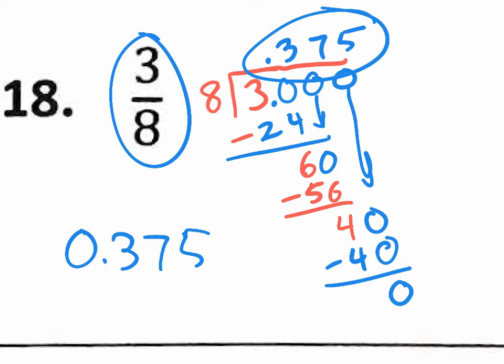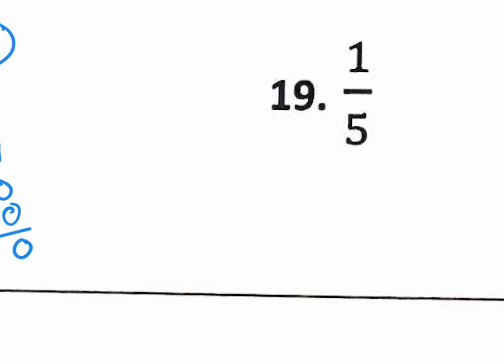They said convert it to a decimal and then to a percent. What do we do to convert this decimal to a percent? Move it over 2 places where? To the right. So move it 1, 2, and here's your decimal. So here's your answer as a percent, 37.5%.